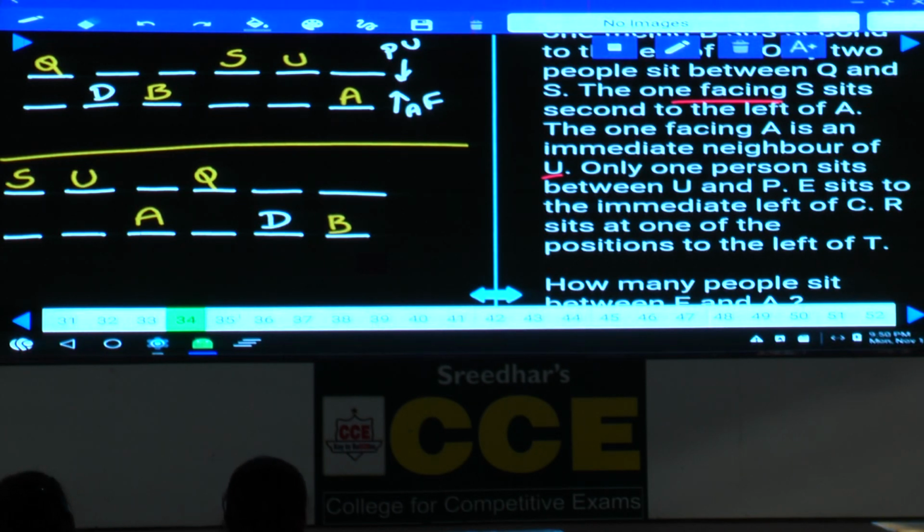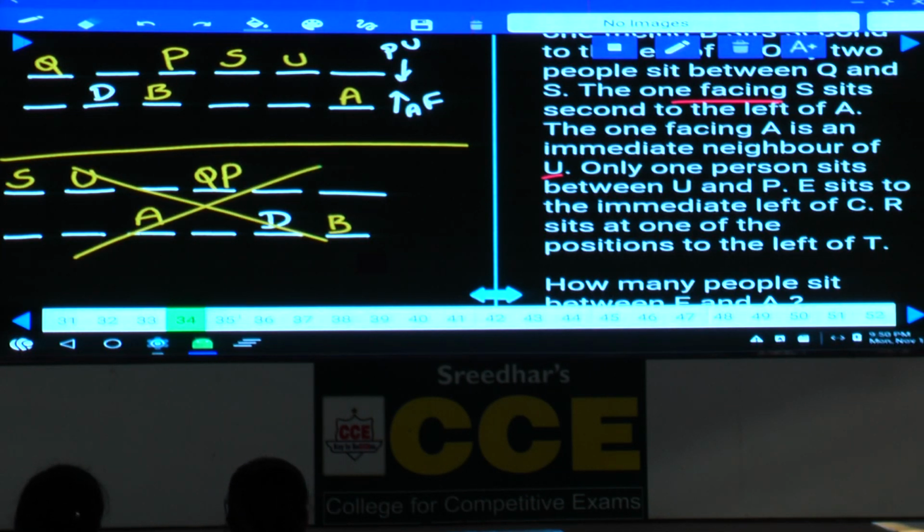One person between U and P. As there is one person between U and P, in the first case B and P are opposite. And in the second case, one person between U and P and Q must be in the same place, which is not possible. So the second case is not possible, and we are left with only the first case.